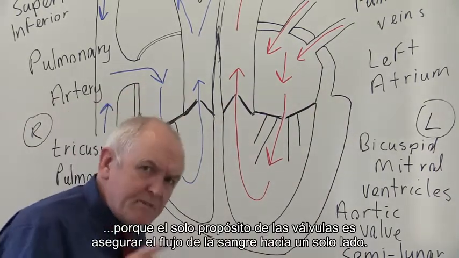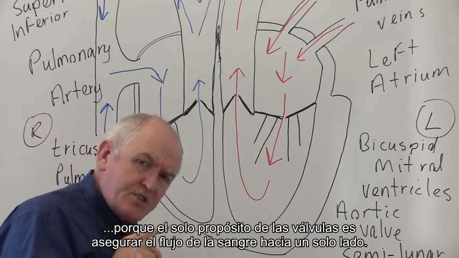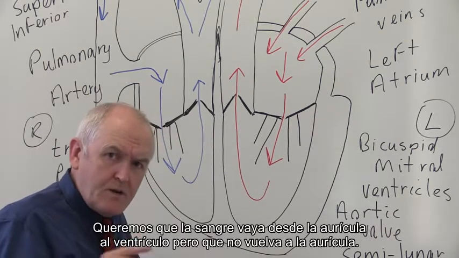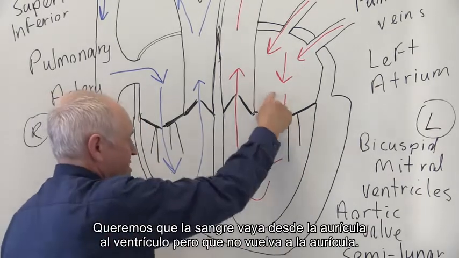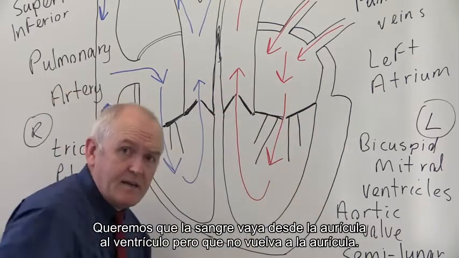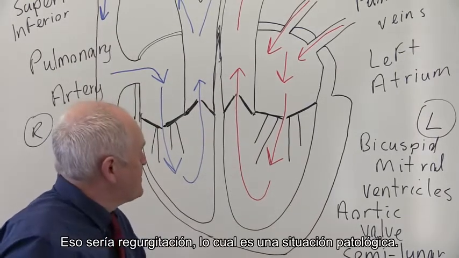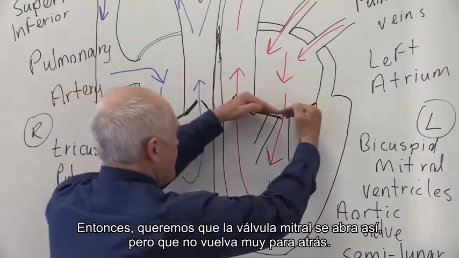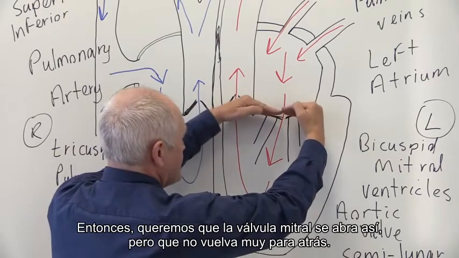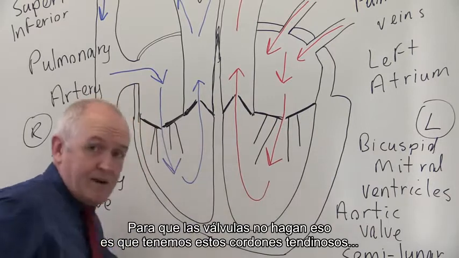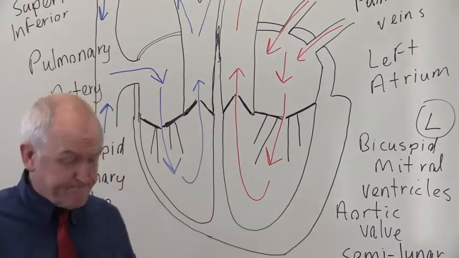Because the whole point of a valve is that it is a structure to ensure one-way flow. So we want this blood to go from the atria to the ventricle, but not back again. That would be regurgitation, which is a pathological situation. So we want it to be able to open that way, but then not go too far back. And to stop them going too far back, we have these tendinous cords.